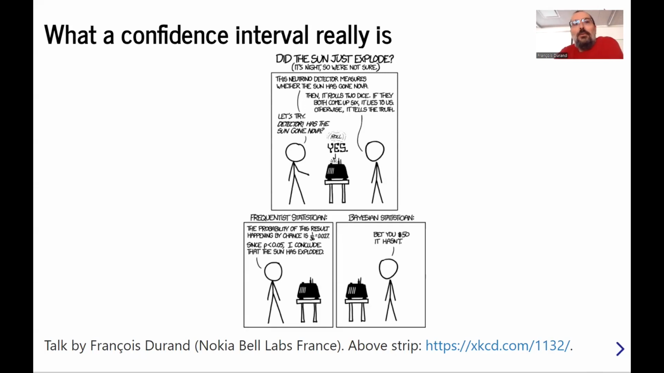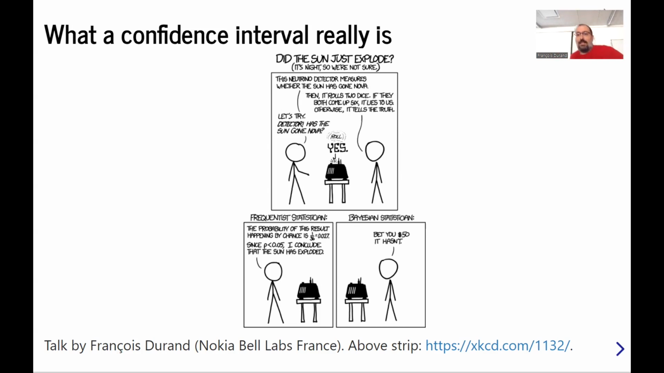So essentially, there are two guys or two women, we don't know, a frequentist statistician and a Bayesian statistician, and they have a device that is able to detect whether the sun has exploded. But there is a source of error, which is the fact that the machine rolls two dice, and if there are two sixes, then the machine lies, and in the other case, it tells the truth.